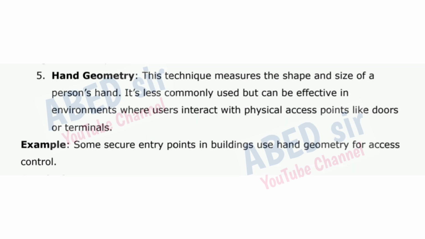5. Hand geometry. This technique measures the shape and size of a person's hand. It's less commonly used but can be effective in environments where users interact with physical access points like doors or terminals. Example: some secure entry points in buildings use hand geometry for access control.